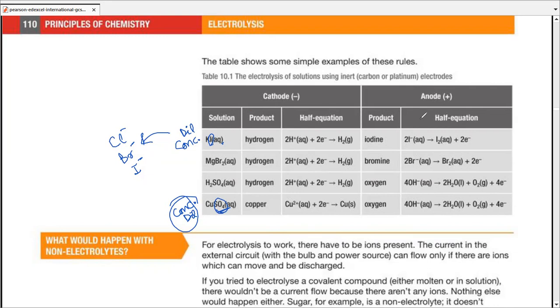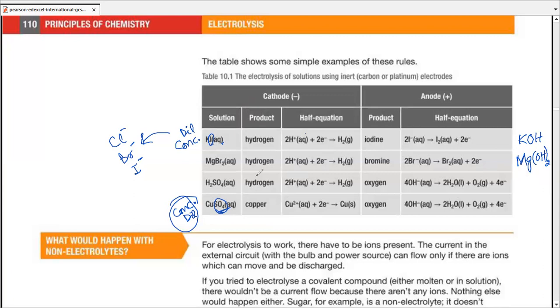The table only consists of the product or half equations for cathode and anode. Remember, since they are solutions, there would be a final product of what's left over in the system. So we have hydrogen and iodine over here. So we're going to form KOH as a final solution, the change to electrolyte. We have hydrogen and bromine over here. We're probably going to form magnesium hydroxide as a final change to the solution.